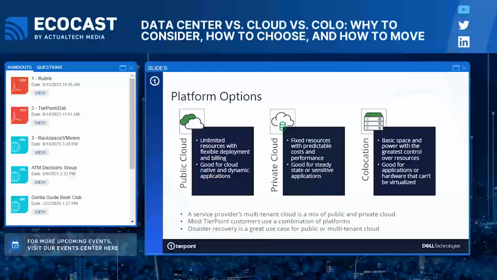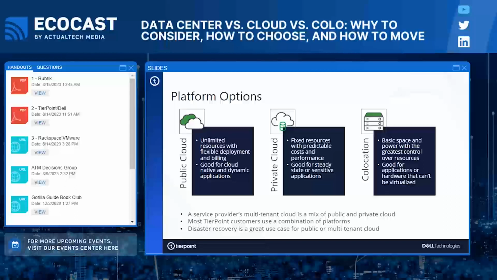The second is for private clouds. These are more fixed resources with predictable cost and performance. You get your own servers, your own storage, your own networking. And it's a fixed price each month. You know exactly how much you're going to pay, and you also know what level of performance you're going to get. We find that this is very good, in particular for steady state or sensitive applications. If you have some sort of application that runs 24/7, well, that's generally a great fit for a private cloud because you wouldn't get the savings of public cloud from turning it on and off in the hourly billing model.